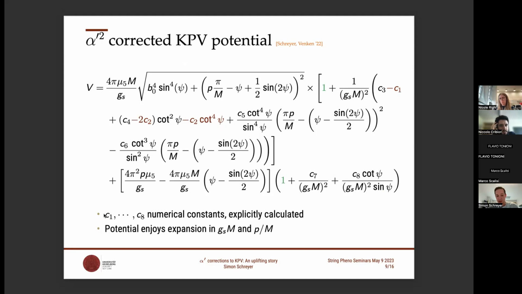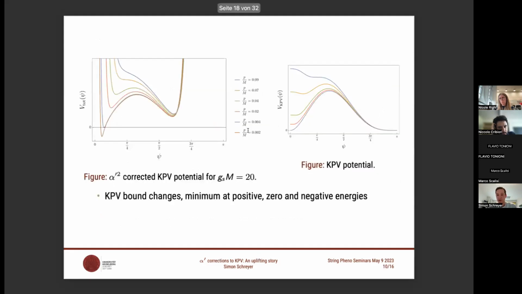And this potential again enjoys an expansion in g_sM and P over M, as was also the case for the leading order terms. We find that this potential has divergent pieces due to this cotangent, for example, which is due to extrinsic curvature terms. And also these 1 over sine psi terms, which come from C2 and F2 couplings. So we find divergences at psi equals 0 and psi equals pi. But to look at this more graphically, let us just plot this potential, for example, for fixed g_sM to be 20 and different values of P over M.